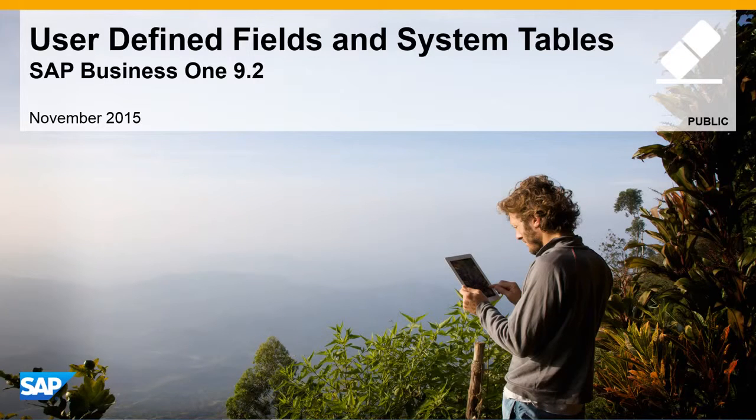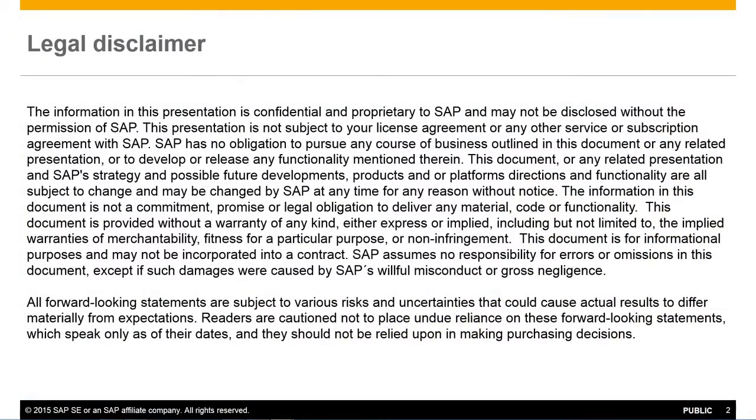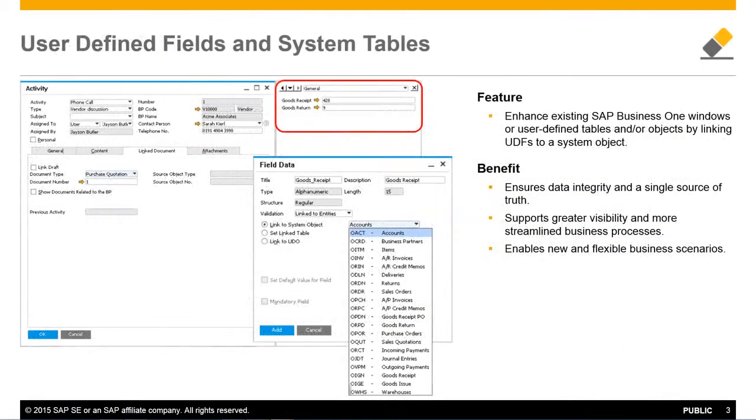Welcome to our feature clip demonstrating enhancements to user-defined fields and system tables in SAP Business One, Release 9.2. When adding a user-defined field to an SAP Business One table, you can now link it to a system table, which allows you to create new and flexible business scenarios.